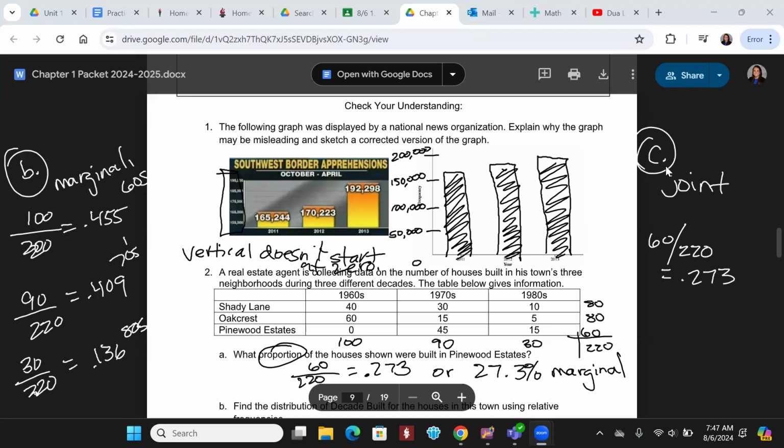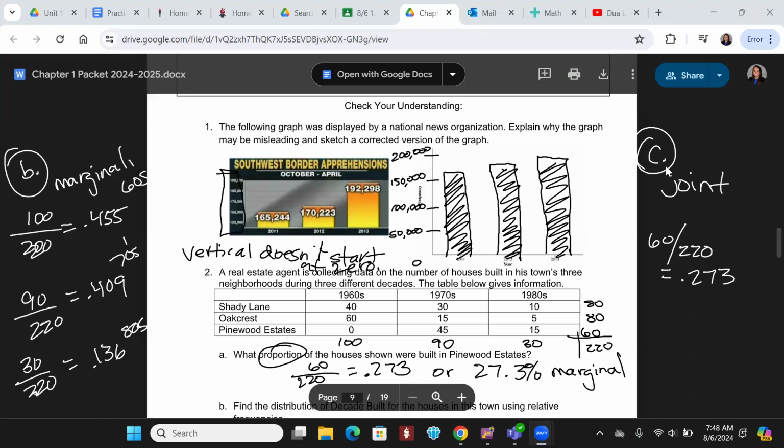B is marginal. So you want to think about it this way. Marginal is the total out of the total number of things. Like it's on the outside. Joint is where they cross over. So variable 1 and variable 2 cross over. And then conditional is given that you're talking about variable 1 or 2, you have that other variable. Does that make sense? Okay.